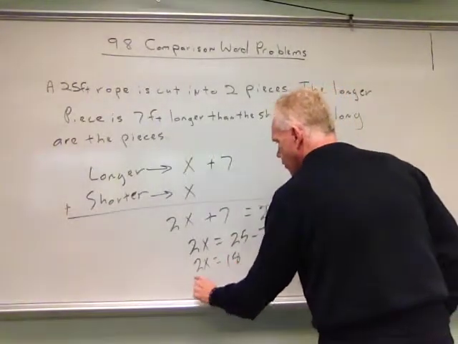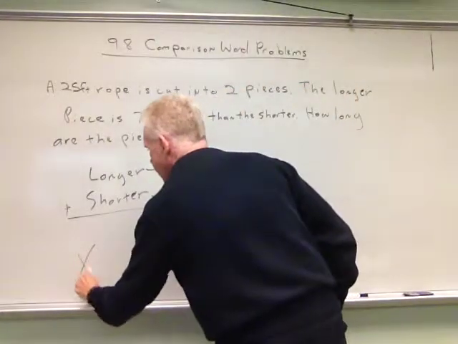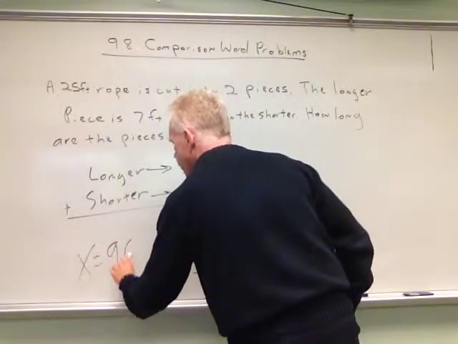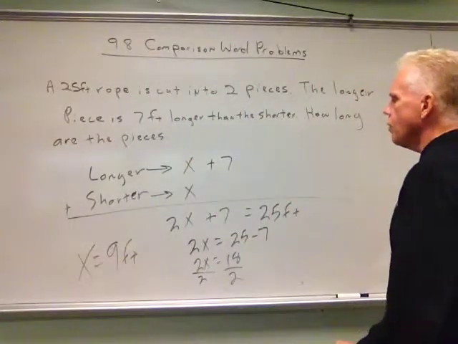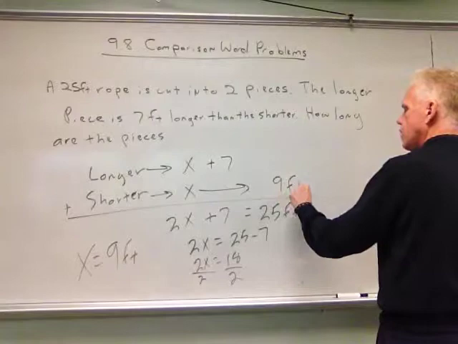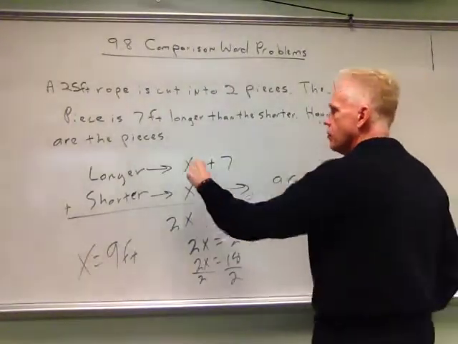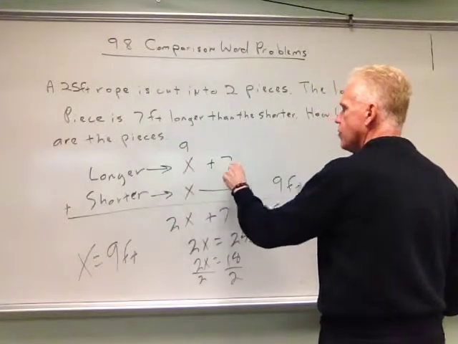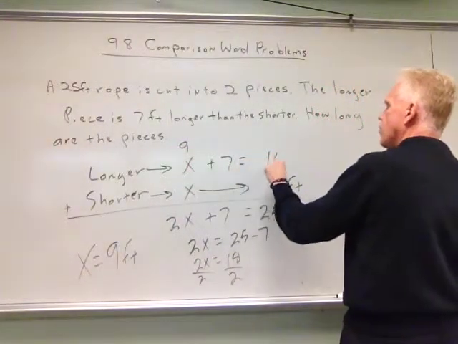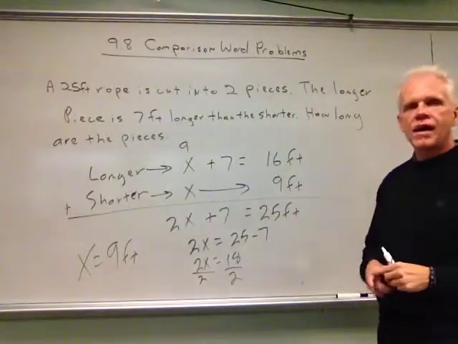So divide by 2. Divide by 2. So X equals 9 feet. So the shorter piece of rope is 9 feet. And so the longer piece now, because we want to know how long each piece is, would be 9 feet plus 7 feet equals 16 feet. And if we check that, 16 feet and 9 feet is 25 feet.